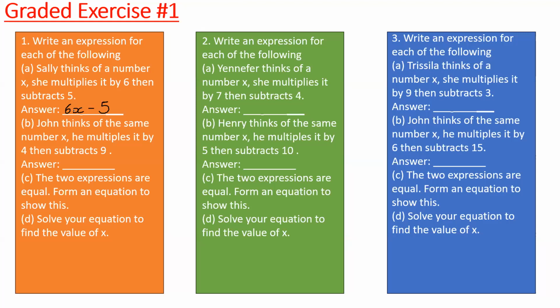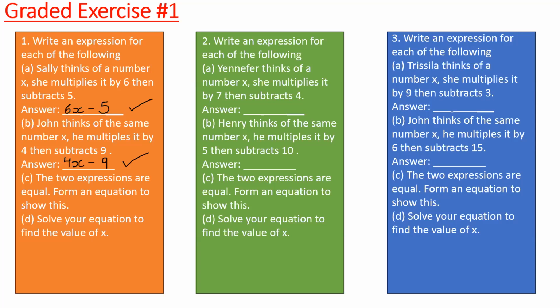Moving right along. Anyone else want to do B? 4x minus 9. Very good. Anyone else got that? I did. 4x minus 9. All right. Anyone got the first two right? Yes, sir. Very good. So we have 4x minus 9.